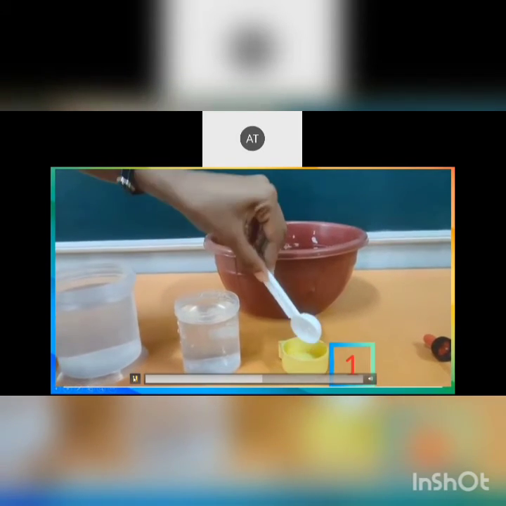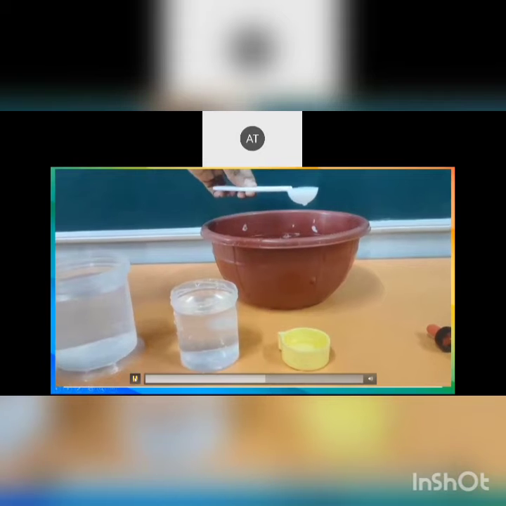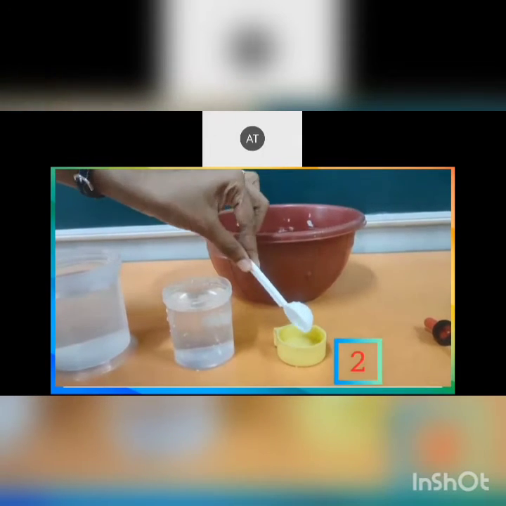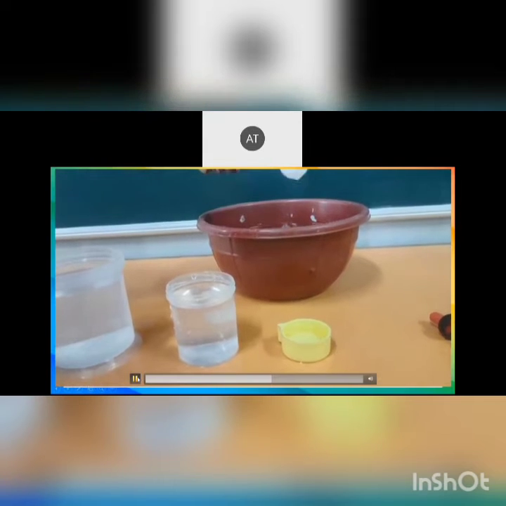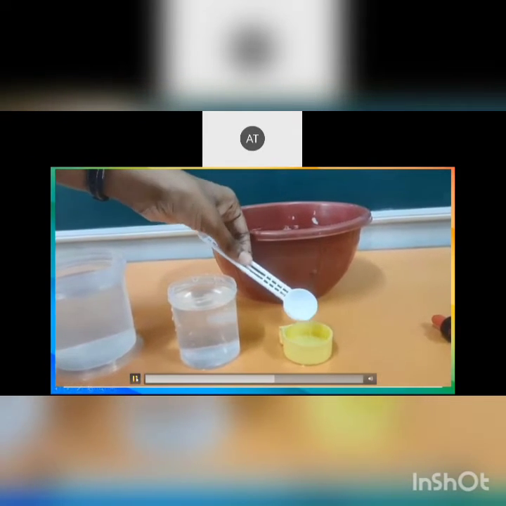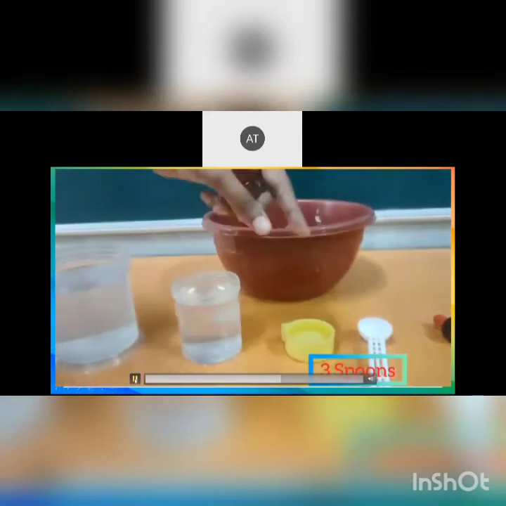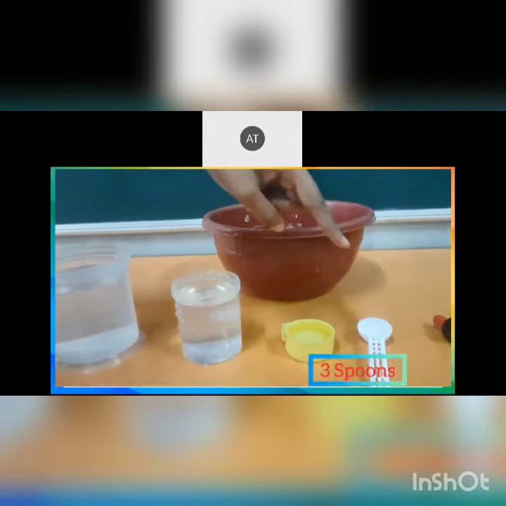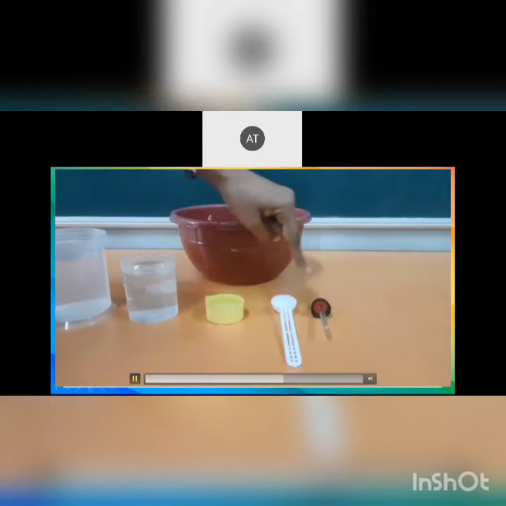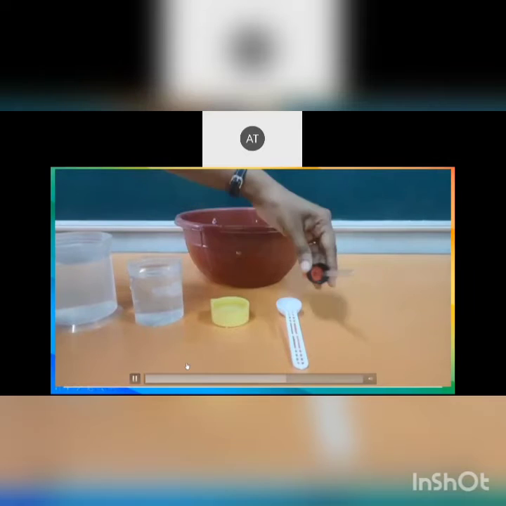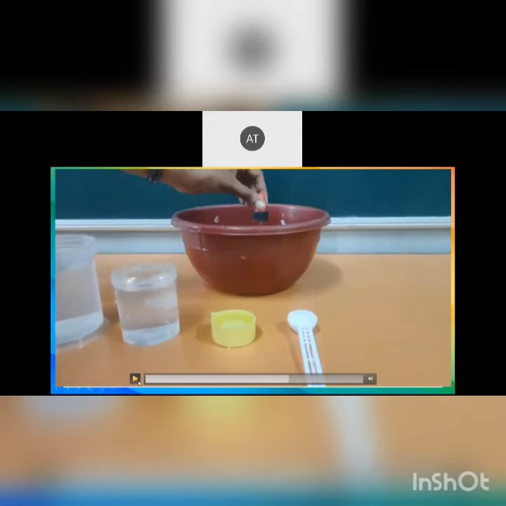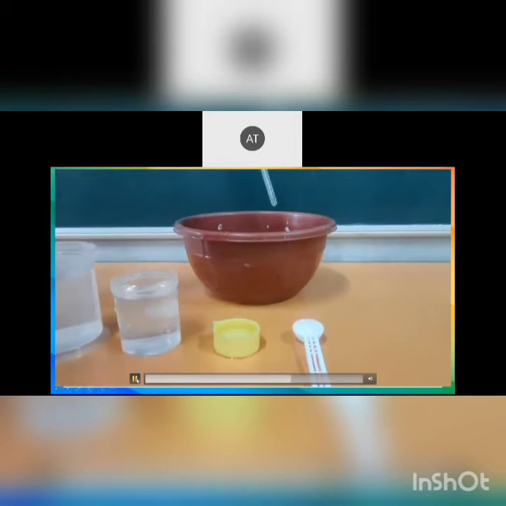1, 2, 3. So how many spoons fill the bottle cap? 3 spoons fill a bottle cap. Next, we will measure the capacity of the spoon using the dropper. How many droppers will fill the spoon? Let's find out. Let's count.